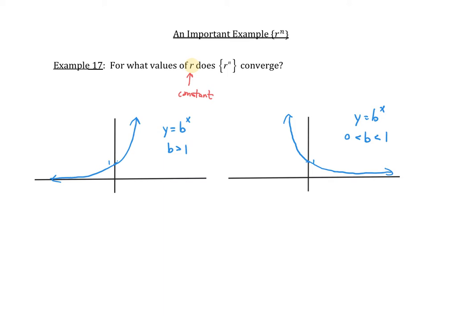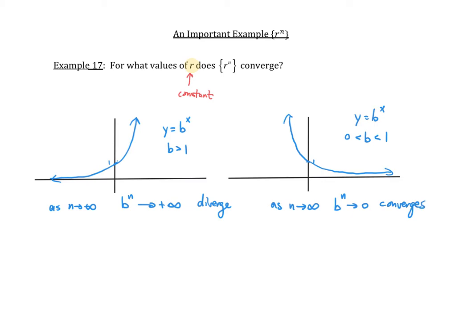Okay, so what can we see about each of these graphs as we take a limit as n goes to infinity? We could say as n goes to infinity, b to the n is going to go to positive infinity. In other words, it's going to diverge. What about the situation on the right? As n goes to infinity, b to the n is going to go to 0. So this is the situation where it converges.